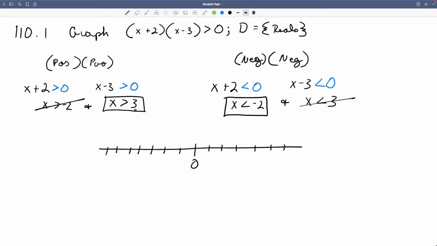X is greater than 3, and remember the domain is reals, so it's all the numbers. So if x is greater than 3, then we find the 3, 1, 2, 3. It is not an equal sign, so we put a circle and we put our line this direction. And now we say x is less than negative 2, so we find our negative 2. We circle it, there's not an equal sign underneath it, and we go to the left to graph that. And that is how we would graph those quadratic inequalities.